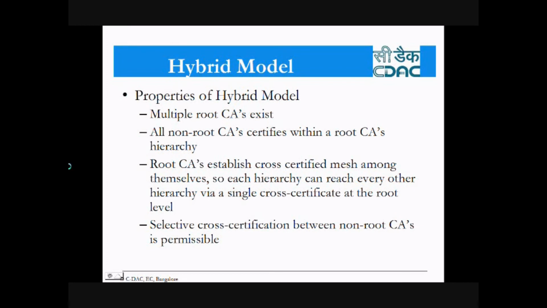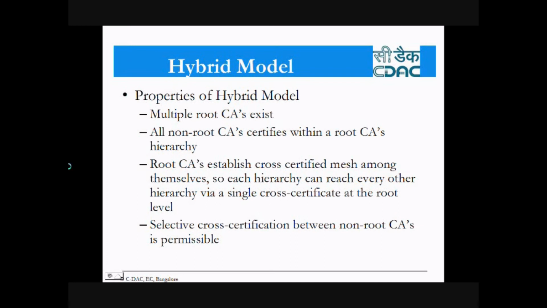Now, the root certifying authorities of these two countries, India and the country X, have to cross-certify each other. If that happens, then that particular certificate and other documents will get legal sanctity. So the root certifying authorities can establish a cross-certified mesh among themselves. Each hierarchy can reach every other hierarchy via a single cross-certificate at the root level.